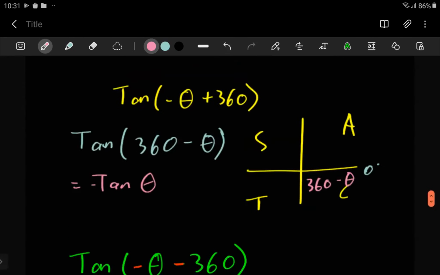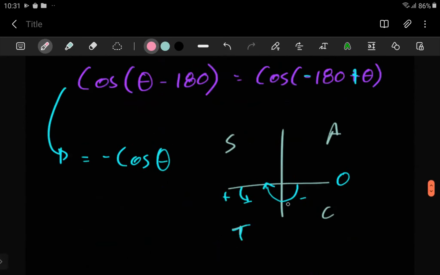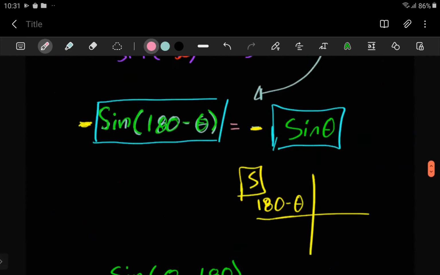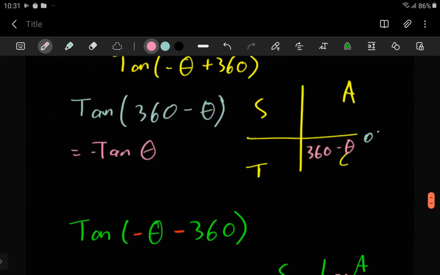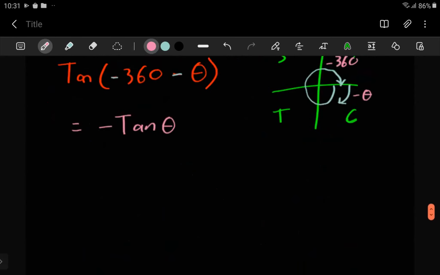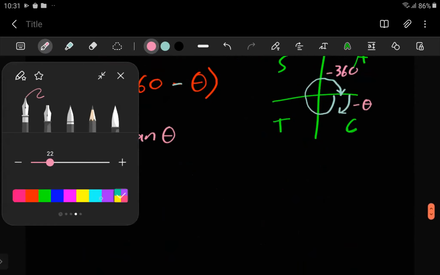So the other one here, we had said this was minus 180 and then this was plus theta. You see, that's how it works. When you're minusing, it's clockwise. When you're plusing, it's anti-clockwise. So we could even do these forever.